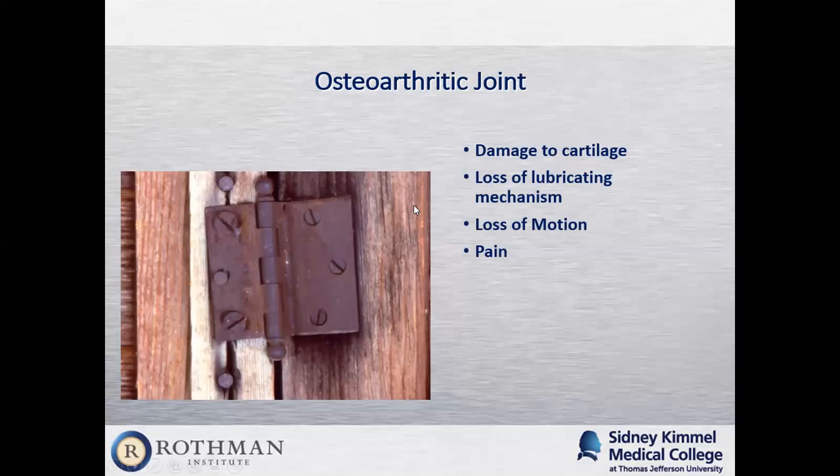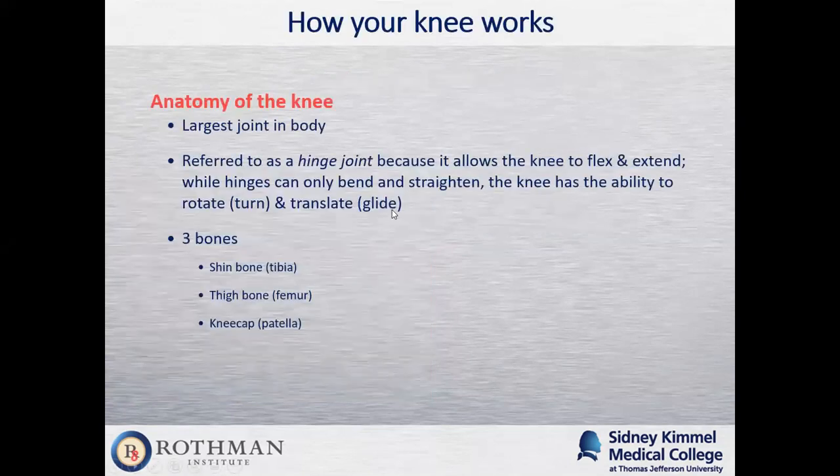And then all of a sudden we wake up one day and we have this for our joint. This is a rusty door hinge. It's like an osteoarthritic joint. It's damaged cartilage. The lubricating mechanism isn't there. There's a loss of motion and there's pain. It creaks and it cracks. So when we're talking about arthritis, I feel like that's the best analogy to give patients, a rusty hinge, especially with the knee joint, because sometimes we refer to the knee as a hinge joint.